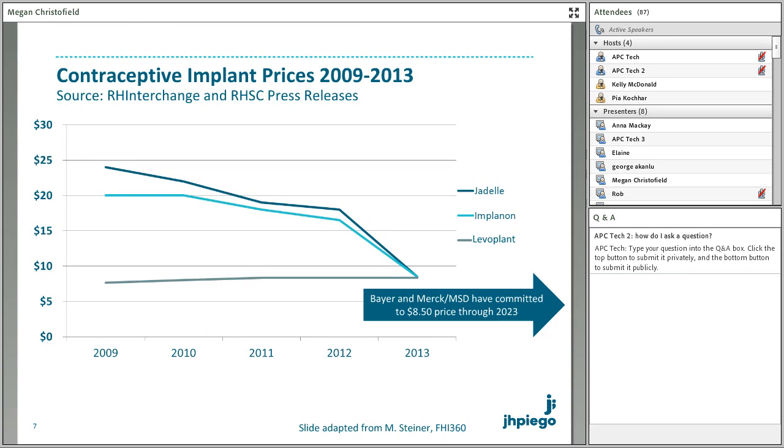So what's led to the accelerated growth in contraceptive implant use in recent years? Well, for one, in 2012, a price reduction was negotiated with two major contraceptive implant manufacturers, Bayer and Merck MSD, to reduce the cost of implants to $8.50 per unit, down from around $20 or $25 just a few years prior, as you can see here on the slide. This created price parity among the 3 major implant manufacturers, including Shanghai Dawa, whose product Levoplant was already competitively priced. The reduced price of implants allows for larger procurements from countries and donors and improves their accessibility overall.